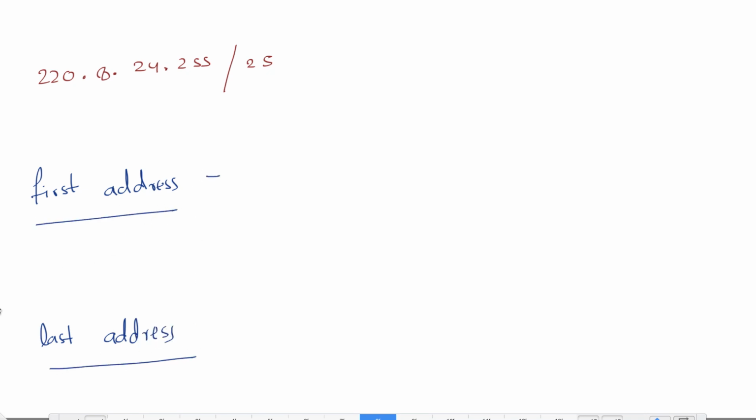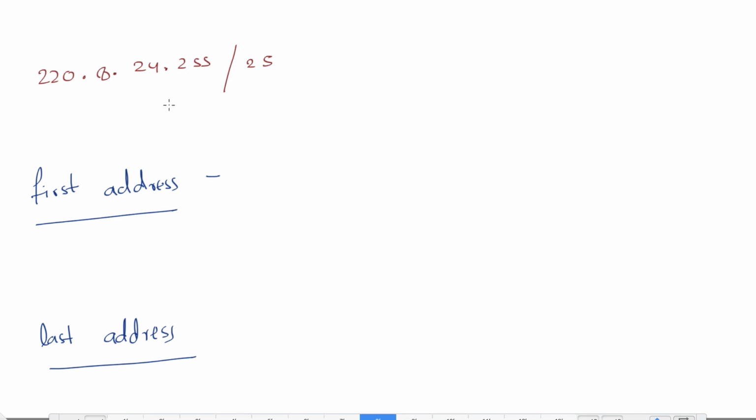220.8.24.255/25. So let's find out what is the first address possible under this network, and what is the last address possible under this network. First address, last address. So for the first address, what you need to do, you need to put all the bits in the host ID to 0.